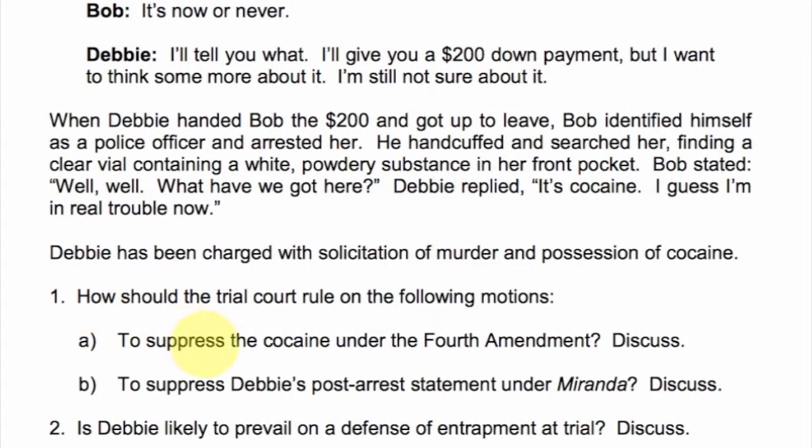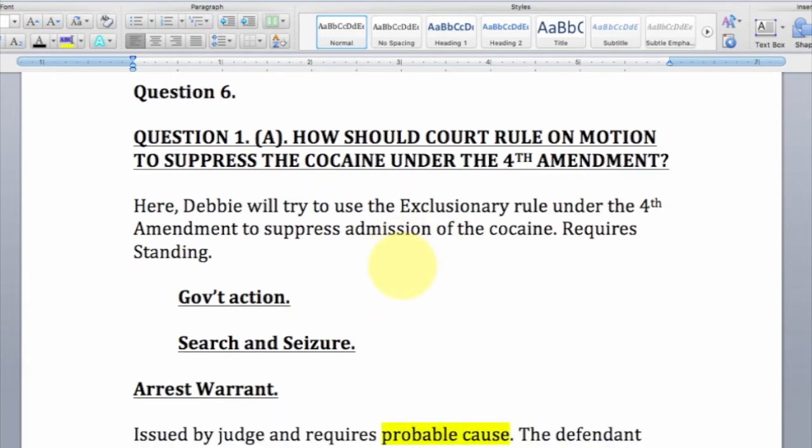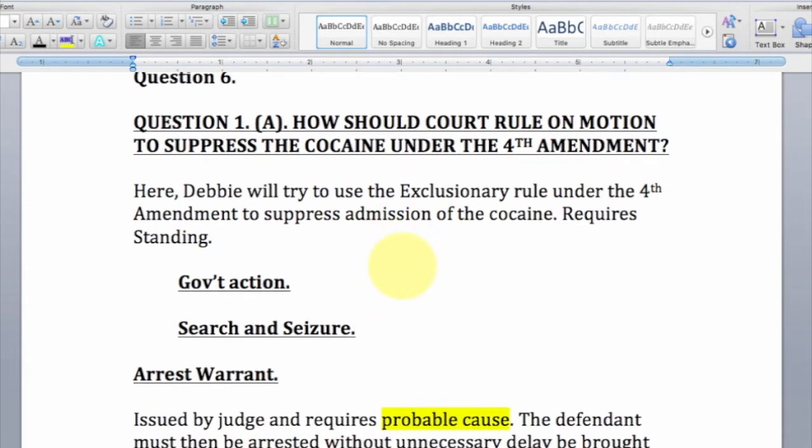Let's see, question 1 has 2 parts. Let's break this down. Let's talk about cocaine. That's suppression of cocaine under the 4th Amendment. It seems as if Debbie wants to suppress the cocaine, and she wants to use the exclusionary rule under the 4th Amendment. So let's talk about this very briefly. There's a lot to discuss here, and time is going to definitely be very important here. So let's go ahead and go through this.